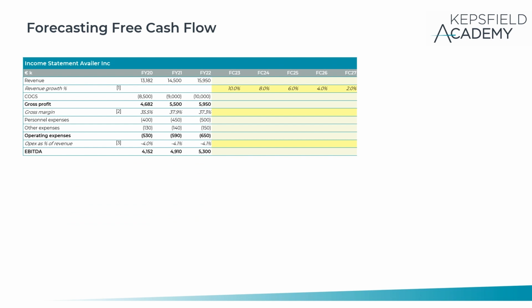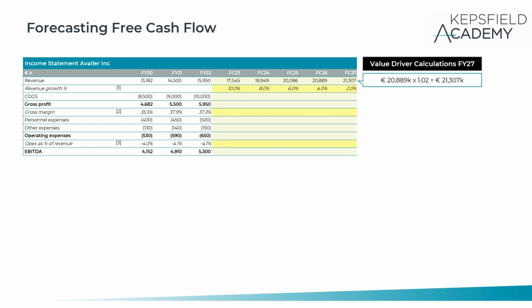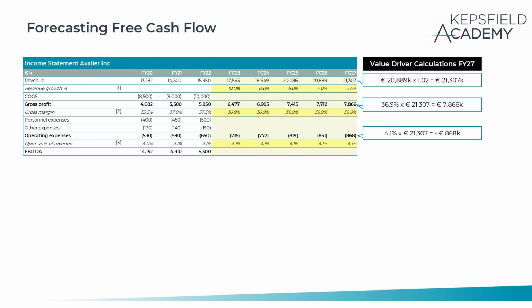We arrive at a net sales of €21.3 million in 2027. By applying a gross margin of 36.9%, we arrive at a gross profit of €7.9 million in 2027. Operating expenses are calculated based on a percentage of 4.1% of net sales. We arrive at a total operating expense of €0.9 million in 2027. Based on these calculations, we arrive at an EBITDA of around €7 million in fiscal year 2027.